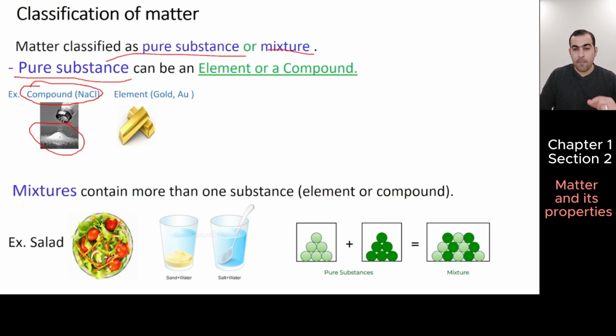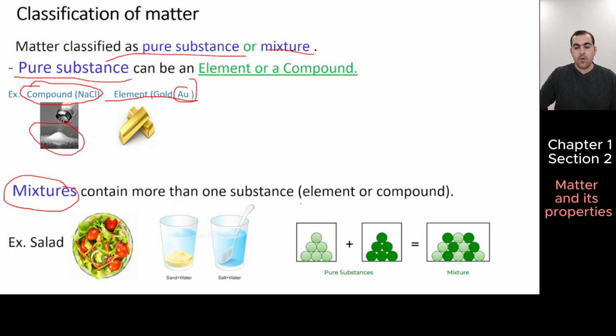But the compound NaCl is made of what? A group of NaCl molecules. Both of them we represent by NaCl. We're not going to write millions of NaCl to represent the NaCl compound. We just write NaCl, which represents the compound and its molecules. The element gold, Au, is also a pure substance.